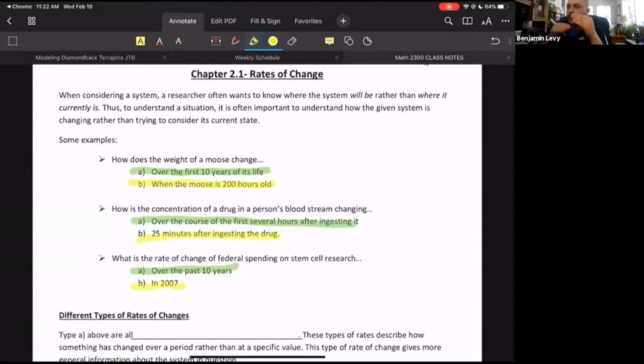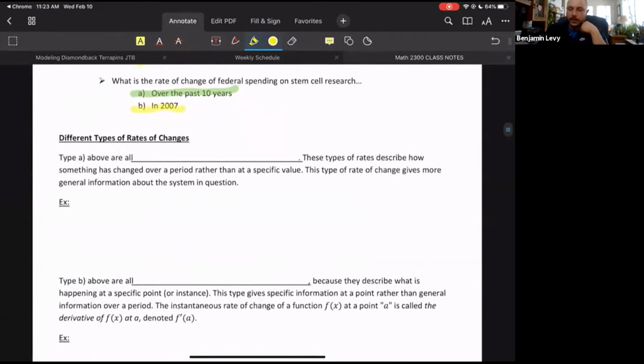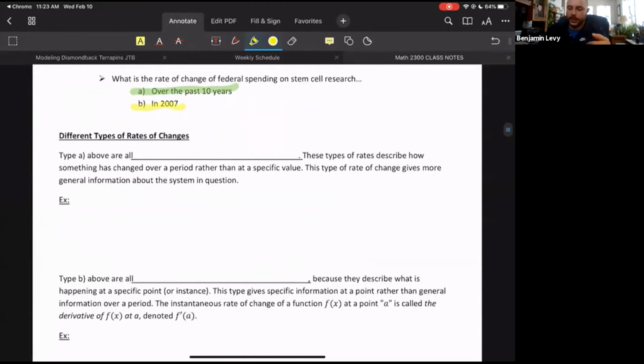Now, each of these specific examples is contrasting something over a period compared to something at a specific moment. And that's getting at these two different types of rates of change. Type A, those are all what we call average rates of change. And as it says in the description, this is talking about what happens on average, over a period rather than what happens at a specific moment.